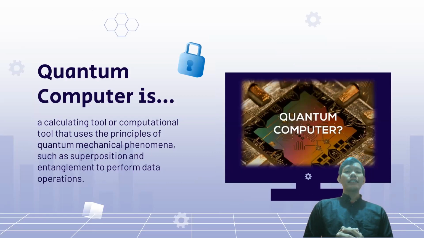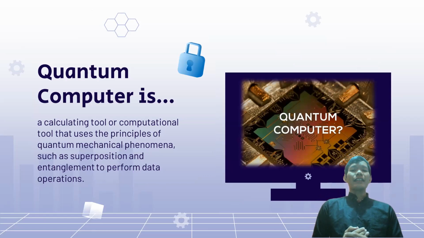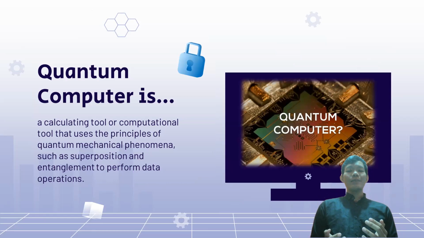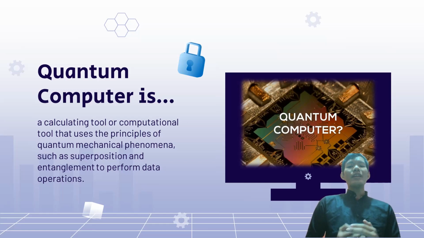A quantum computer is a calculating tool or computational tool that uses the principles of quantum mechanical phenomena such as superposition and entanglement to perform data operations. Quantum computing relates to computing made by a quantum computer compared to traditional computing done by a classical computer. A quantum computer should be able to store much more information and operate with more efficient algorithms. This translates to solving extremely complex tasks faster.